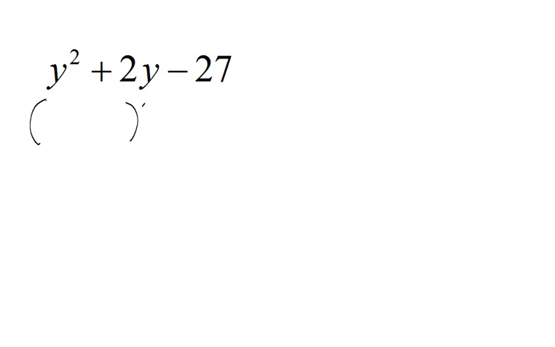So we're going to put down our parentheses here. And remember, for trial and error, our first terms in the binomial come from the first term in the trinomial. So y times y would give us y squared. Our last terms in the binomial come from the last term in the trinomial. So I have to think of 2 things that multiply together to get negative 27, but that would somehow come together to give me a 2.